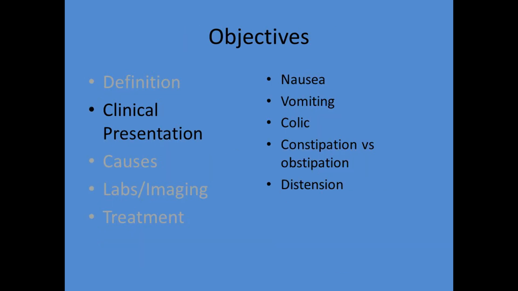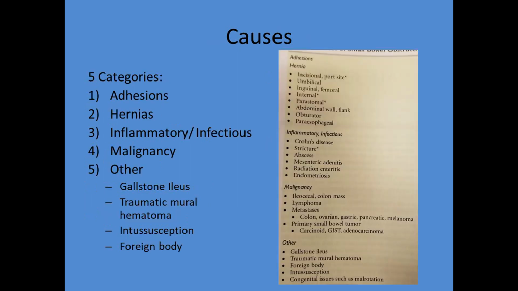So to summarize, small bowel obstructions are characterized by nausea, vomiting, colic, again intermittent abdominal pain, constipation versus more serious obstipation, as well as abdominal distension. These findings are by no means specific for small bowel obstruction, however.